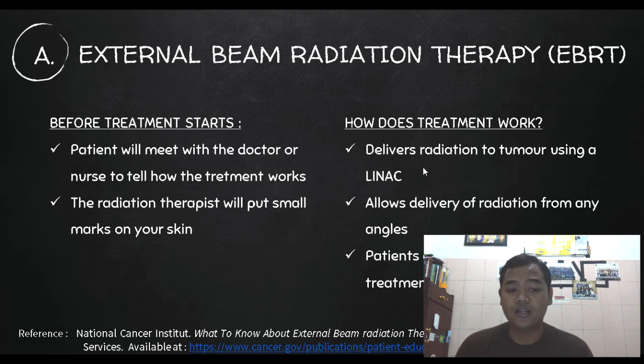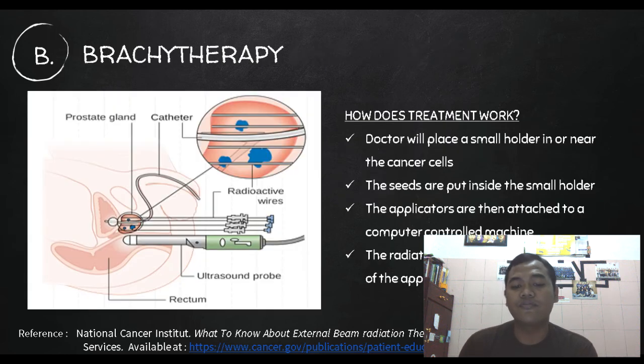How does the treatment work? First, ABRT delivers radiation to the tumor using a LINAC, or linear accelerator. This machine sends radiation beams to the contour of the tumor, allowing the delivery of radiation from any angle as it moves around the patient. This treatment can be designed in such a way that it destroys cancer cells while sparing the surrounding normal tissue. Patients don't feel anything during the treatment.